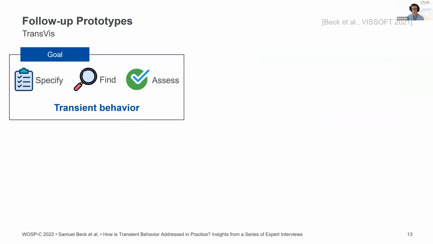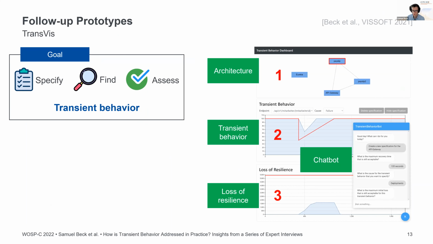Based on these results that we gathered, we developed two follow-up prototypes. The first one that I want to present today is Transvis, which we also presented at last year's Swissoft. It is a tool that is supposed to support engineers and architects in specifying, finding, and assessing transient behavior in a microservice system. For that purpose, it uses visualizations and a chatbot, as you can see over here in the screenshot. It sports an architecture visualization on top that gives an overview over the system services and also highlights services that might have a requirement violation.